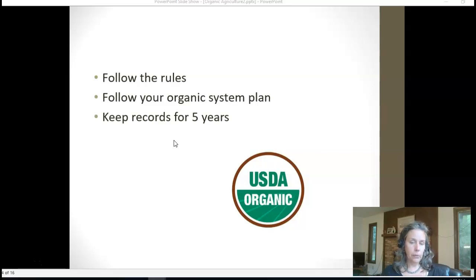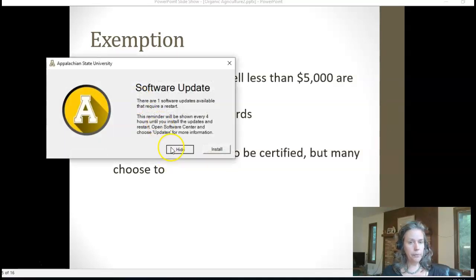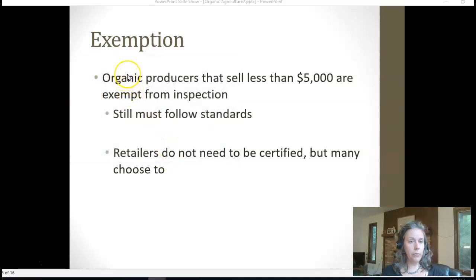I do think it's something we should look at in the future, because that work can be organized, and there are a number of university farms that are certified organic, so we should consider it in the future. It's important to think about exemptions to the National Organic Guidelines: if you're a small producer, if you sell less than $5,000 per year in organic product, then you're exempt from inspection. Everybody else needs to be inspected.